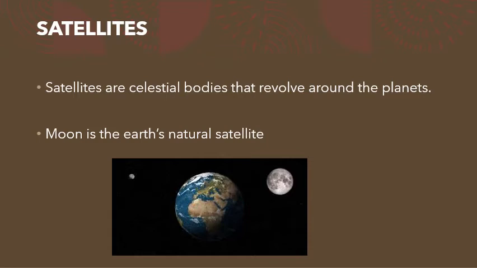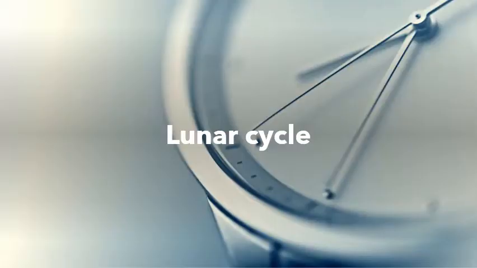But the natural satellites which are already present in the sky, which revolve around the planets, are called satellites. Satellites are celestial bodies that revolve around the planets. Different planets will have different numbers of satellites, but earth has only one natural satellite, that is the moon. The moon is the earth's natural satellite. It is our closest neighbor. The moon is the only celestial body which is very close to us.